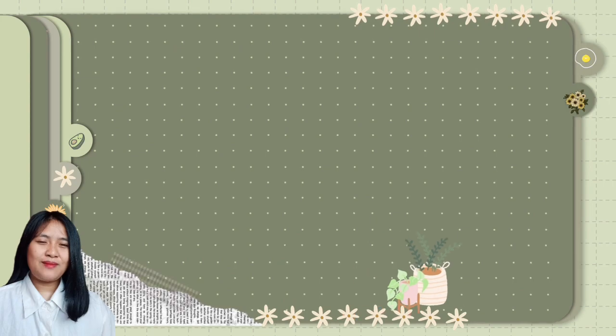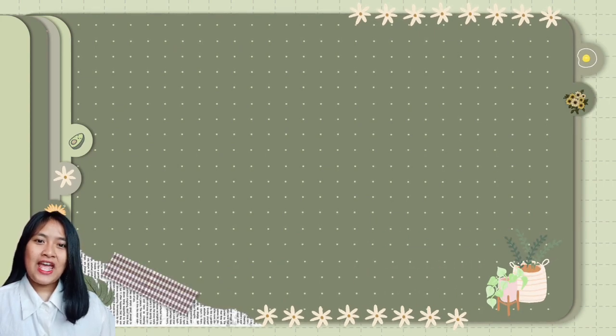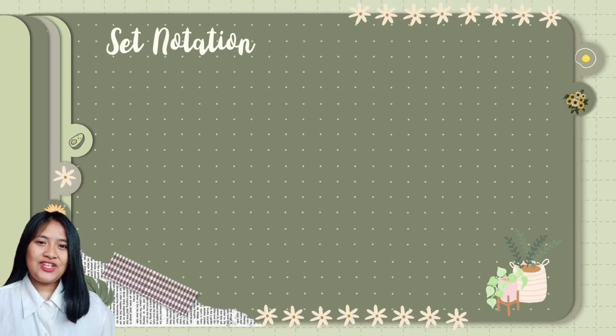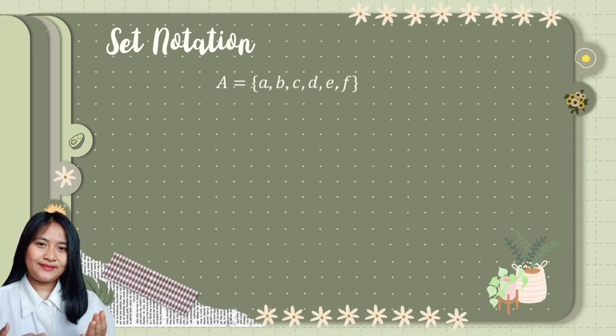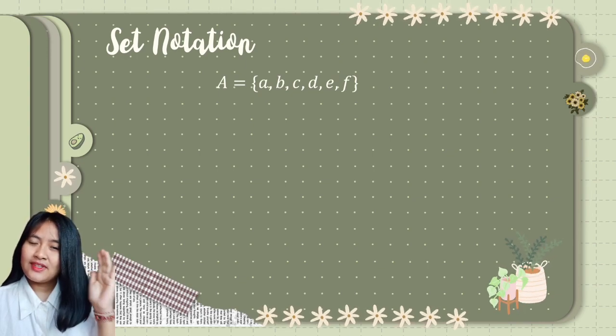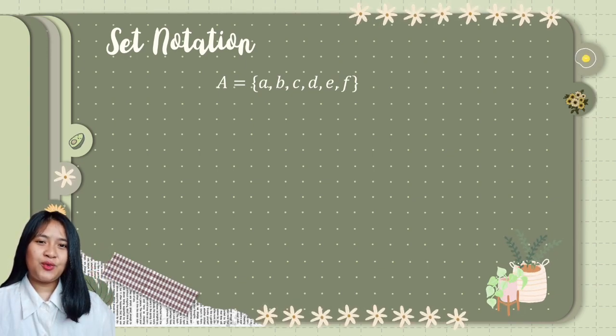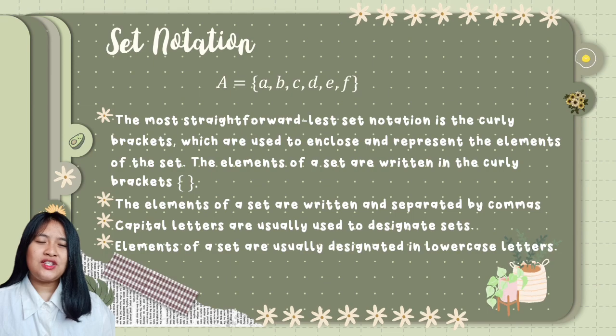Now, let's talk about set notation. Have you seen the notation like this? Do you know what that notation shows? Yes, you're right. That notation shows a set. Set notation refers to the different symbols used in working within and across sets.